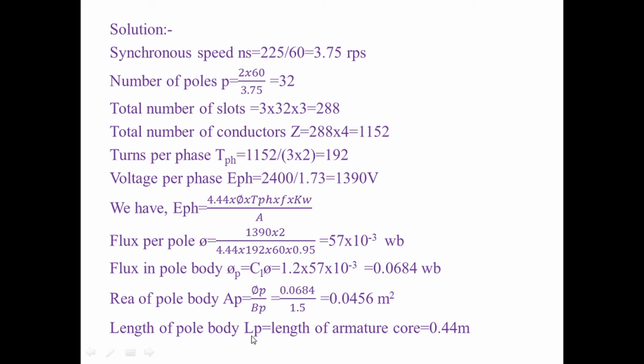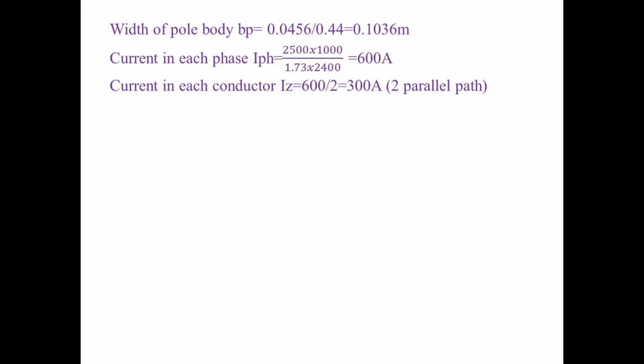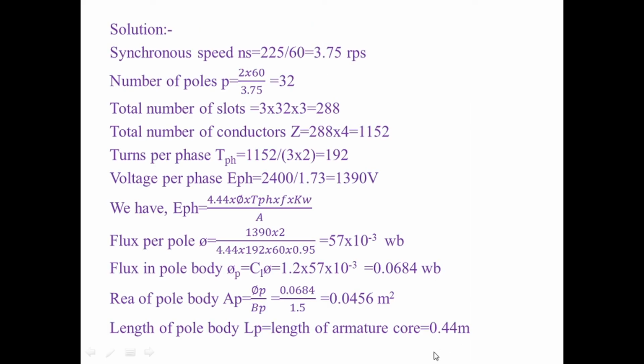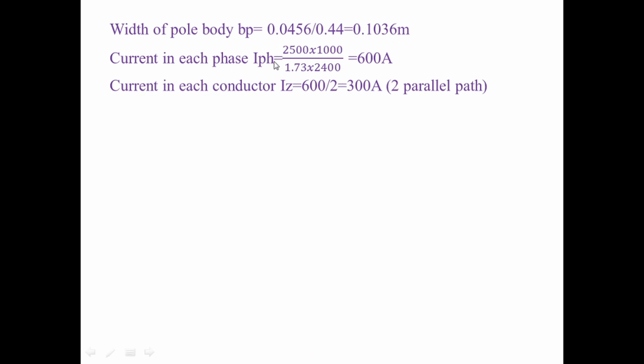Next, length of the pole body LP is equal to the length of the armature core, which is 0.44 meters, as given. Next, width of the pole body BP is given by 0.0456 divided by 0.44. If you divide area by length, you will be getting the width of the pole body, that is BP, 0.1036 meter.